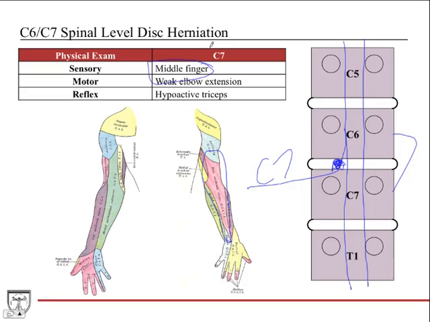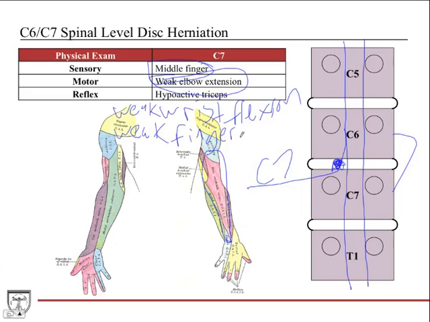finger. And then as far as motor, you have weak elbow extension. Another thing is weak wrist flexion, and also weak finger extension, okay? So those are 2 more you can add to that. You can write that in the side of your book. So weak elbow extension, that's the main one. It's also weak wrist flexion.